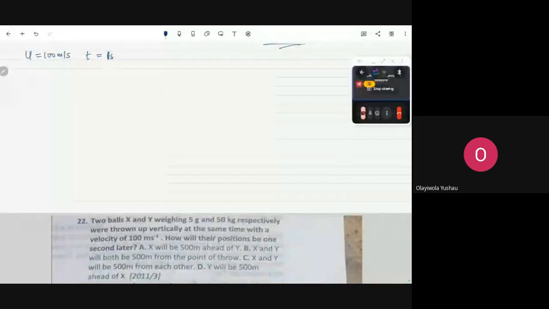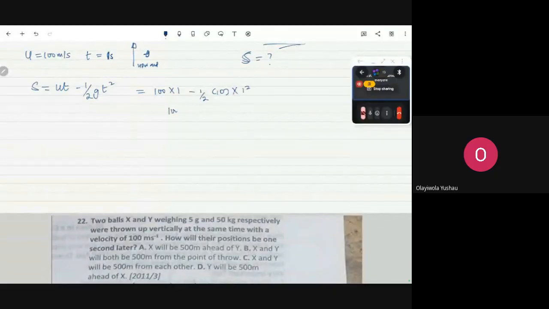You know that, right? And at upward motion, our axis was negative, right? Don't forget. So position is distance S. We have to find S distance. That's what we're looking for. What formula do we use? S = ut minus half gt squared. So it's 100 times 1 minus 1 over 2, G is always 10, times 1 squared. 100 minus 5 times 1 is 95 meters.